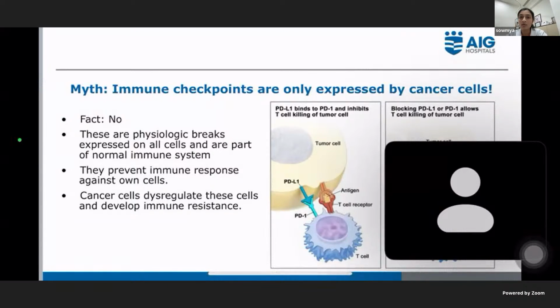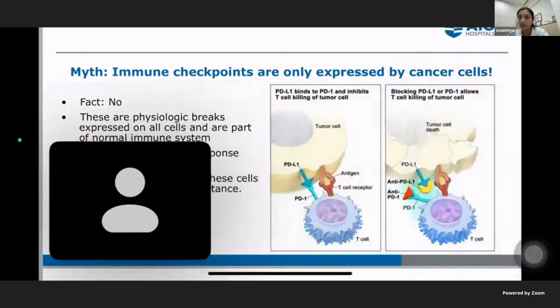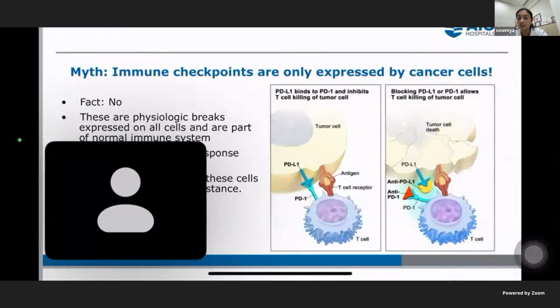Coming to one of the main myths about immunotherapy and immune checkpoint inhibitors, it's a common conception that immune checkpoints are only expressed by cancer cells. The fact is it's not. The checkpoints are expressed by normal cells as well. These are physiological brakes expressed on all cells and are part of the normal immune system. They prevent immune response against their own cells. The cancer cells dysregulate these and develop immune resistance. When PDL1 binds to PD1, it inhibits T cell killing of the tumor cells.